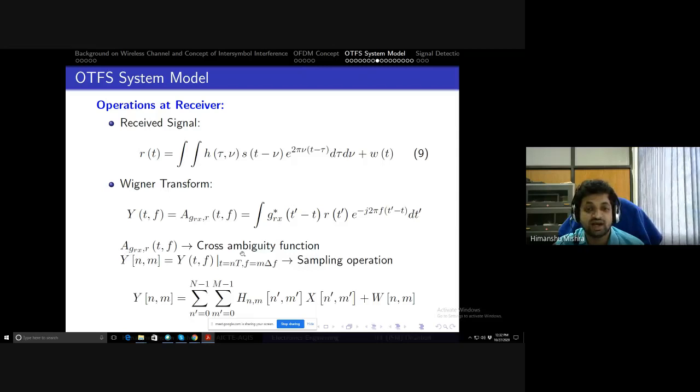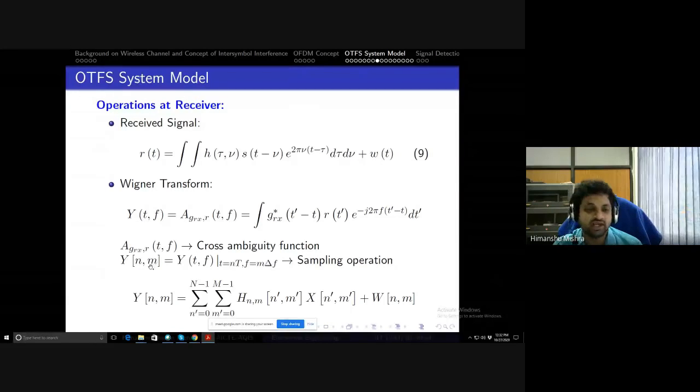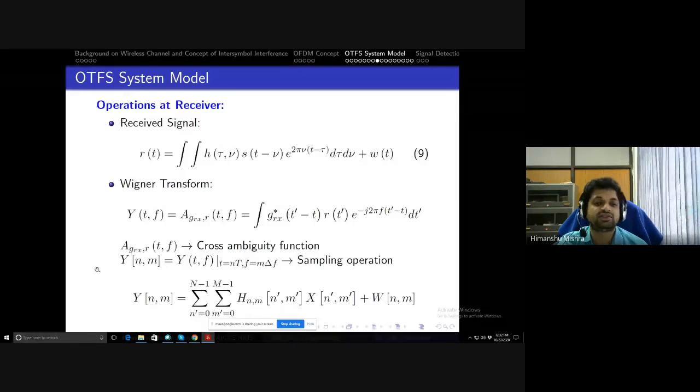And this part, this AGRX, you can call the cross ambiguity function. This also you can call the cross ambiguity function. I will tell you why this relationship has been written. Then what you do next is sample at capital NT, at M delta. Then you will get the discrete time frequency domain signal.